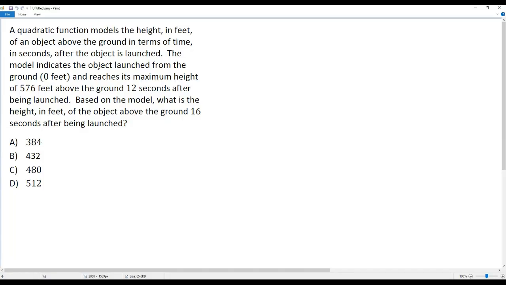The model indicates the object launched from the ground, that is 0 feet, and reaches its maximum height of 576 feet above the ground 12 seconds after being launched. Based on the model, what is the height in feet of the object above the ground 16 seconds after being launched? Okay, let me draw an XY plane.